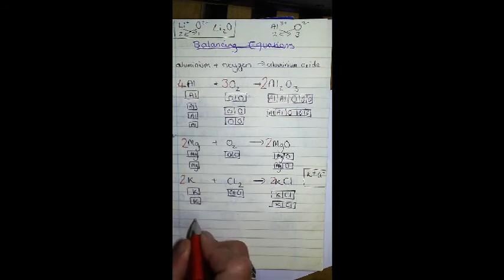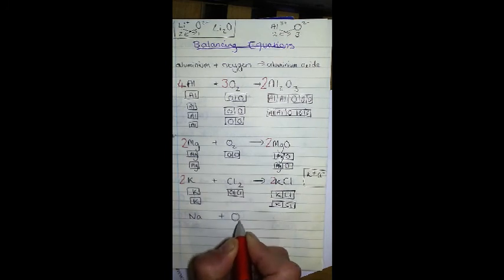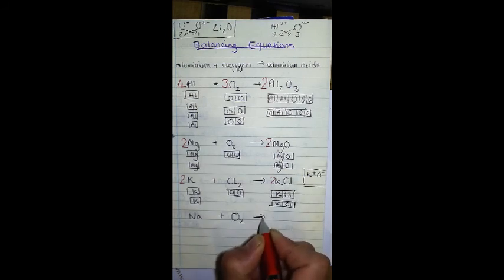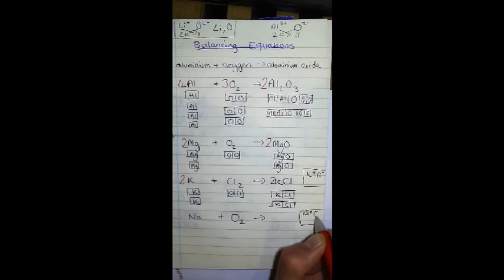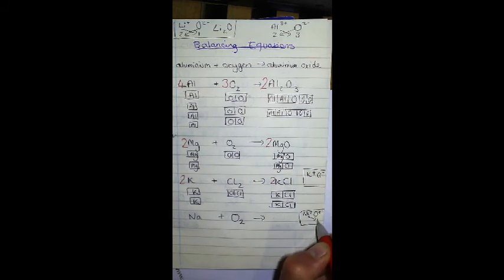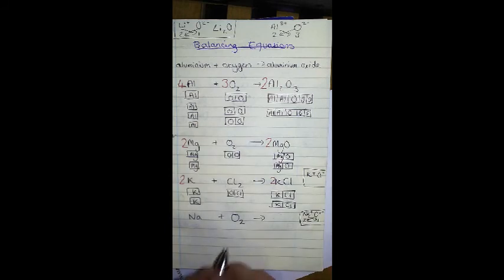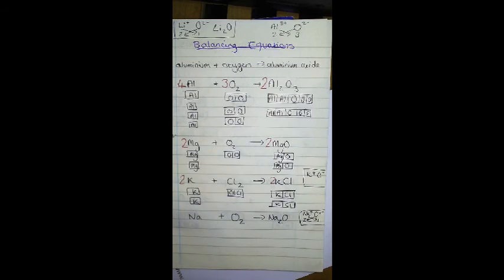If I do sodium and I react that with oxygen, I'm going to get sodium oxide. So I'm going to think about my sodium oxide formula. Na forms a 1+ ion, oxygen forms a 2- ion. These charges are different, so if I swap the charges, I can see that I need 2 sodiums to 1 oxygen. The formula is Na2O. So important to get your formulae right.